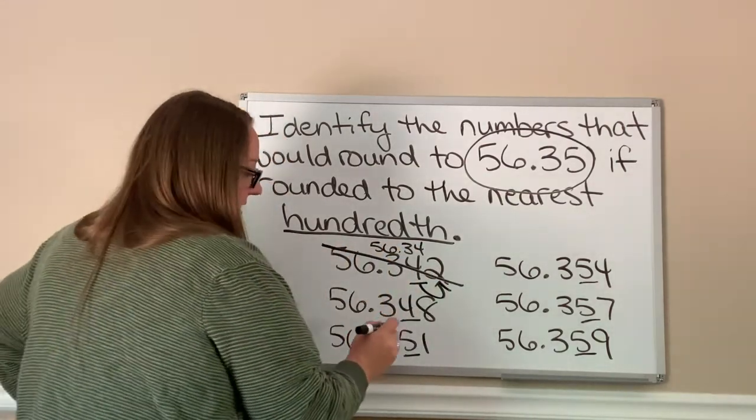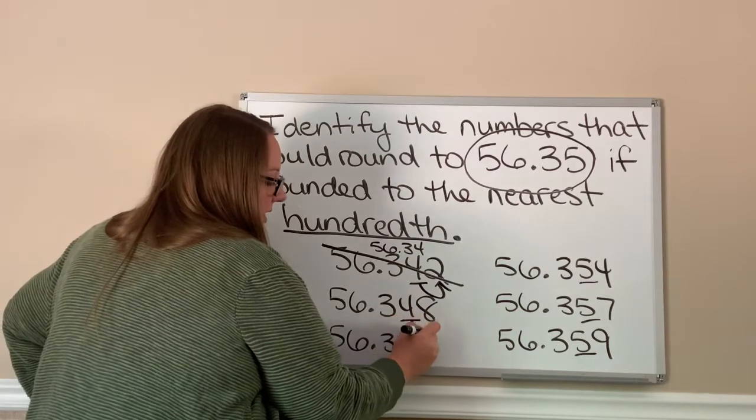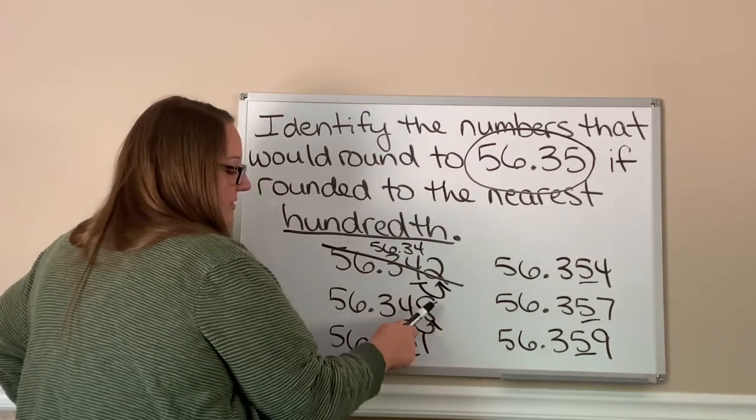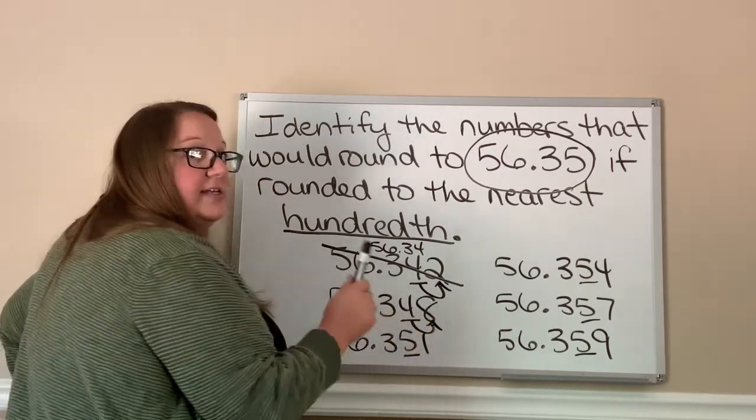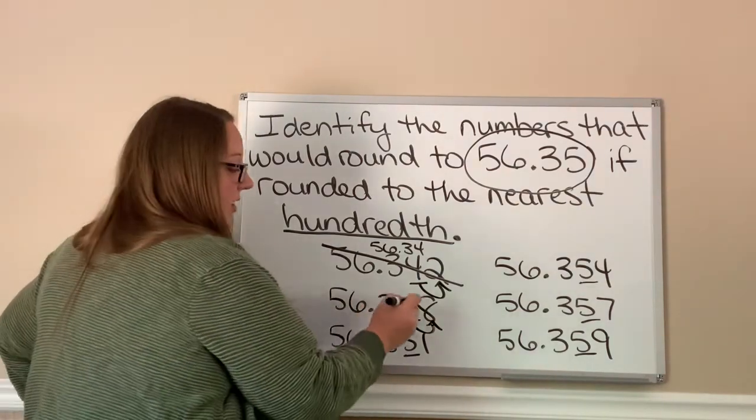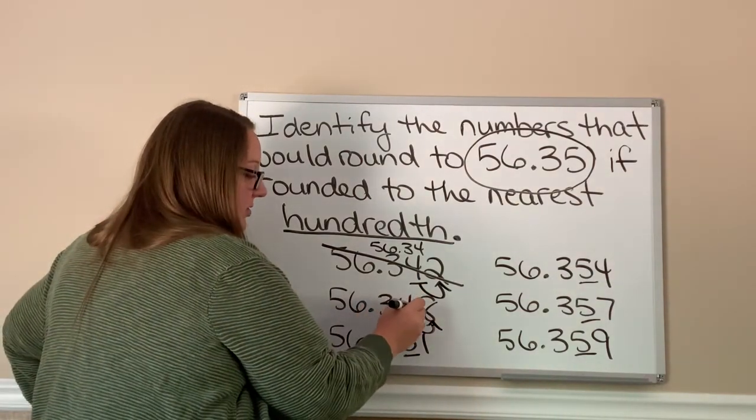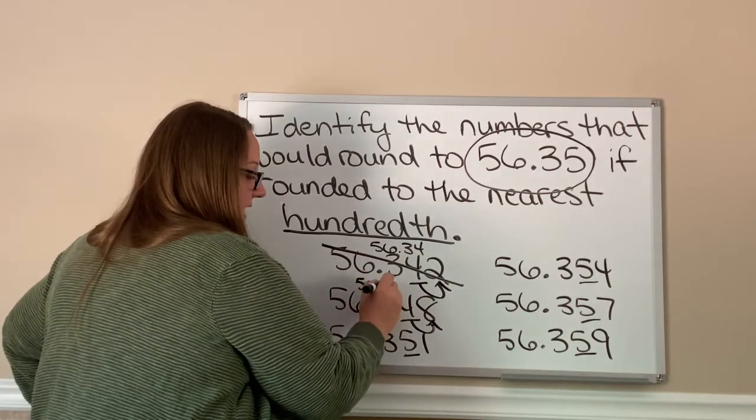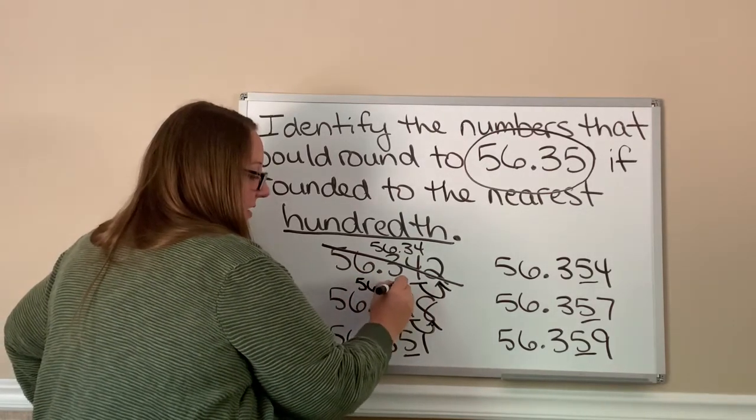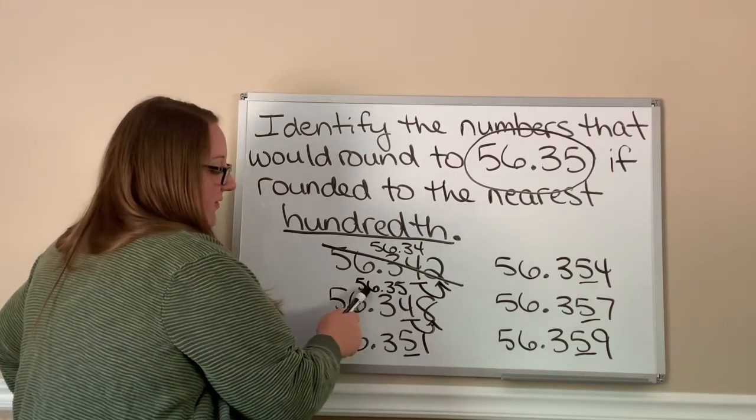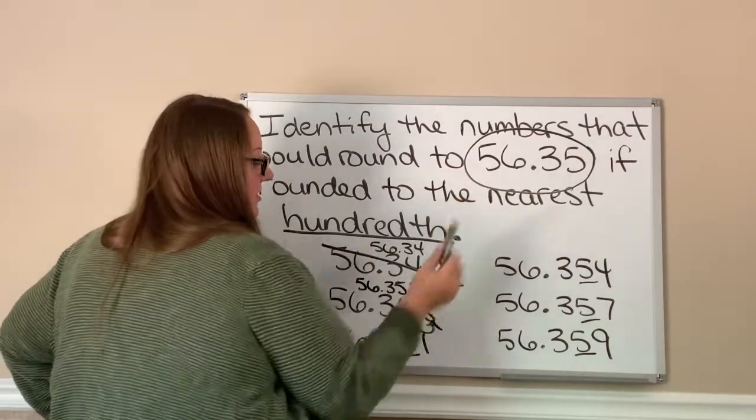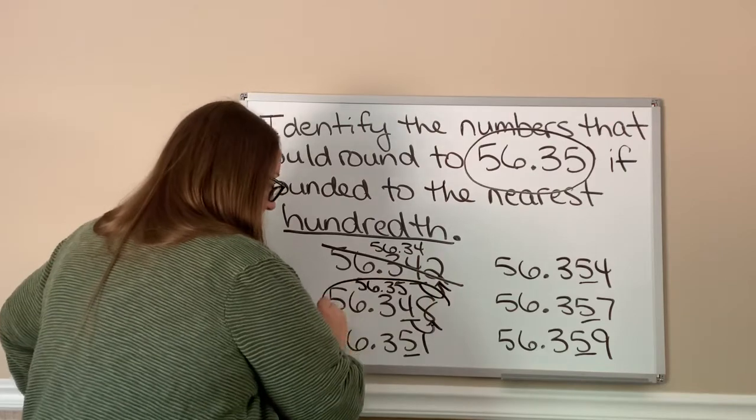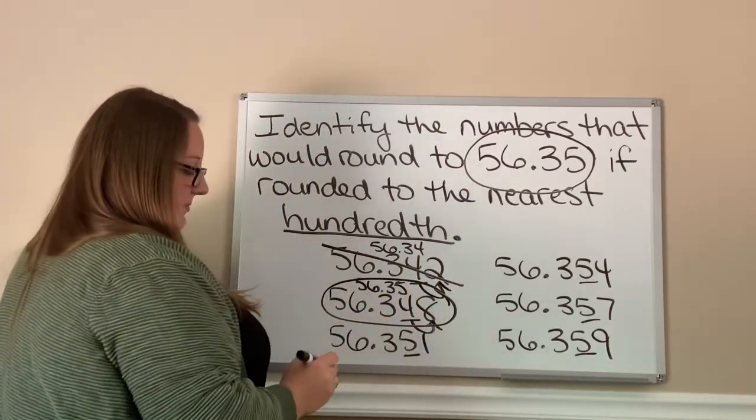I'm going to do the same thing with the next one. I'm going to draw my arrow next door to this 8. 8 is 5 or more. So I know that I'm going to raise this number. I'm going to raise the score. So my new number will be 56 and 35. And I know that I'm looking for 56 and 35. So this is a correct answer.